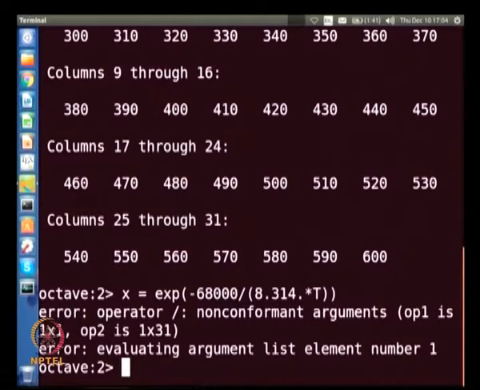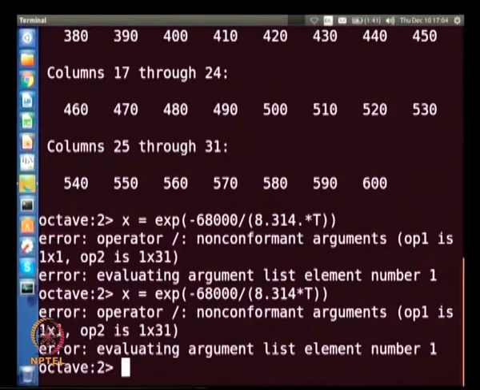Okay, so some non-conformant argument. Okay, I do not understand what it is. Let me see, maybe I have made a mistake here. No, I can't do this. Okay, so I am going to do this. So, let me make a temporary variable. Let us see if this works.